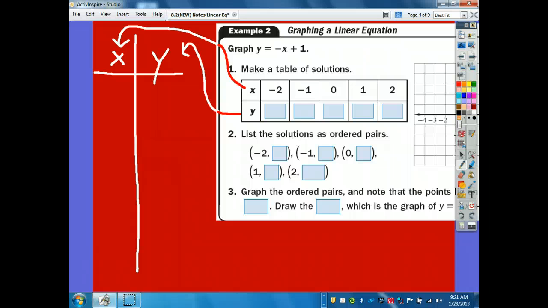So what I'd like you to do is T-chart. Obviously, for obvious reasons, it's a T-chart. See here? The letter T. We make a T-chart. You put your X's on this side, your Y's on this side, because that's how they are in an ordered pair, your X and your Y.